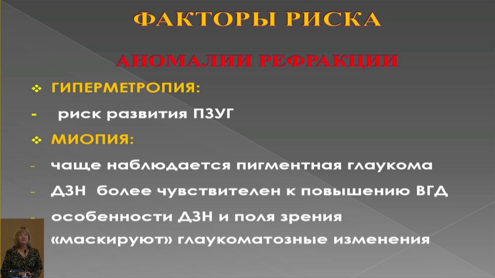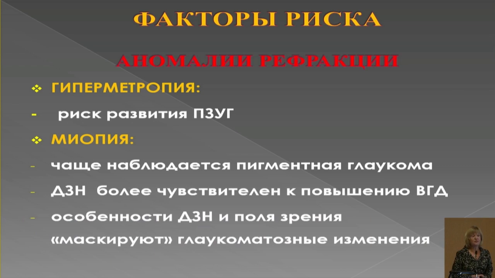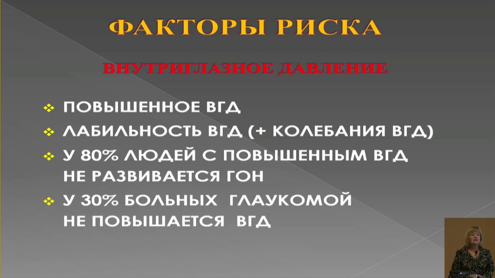Refraction anomalies. In case of hypermetropia, there is an increased risk of primary angle closure glaucoma. In myopia, we see pigment glaucoma more frequently. In case of myopia, the optic nerve is more sensitive to the rise of IOP, and the specificity of the nerve head and visual fields could mask some changes.